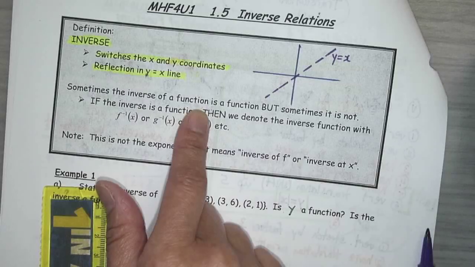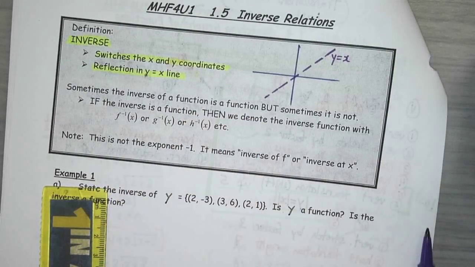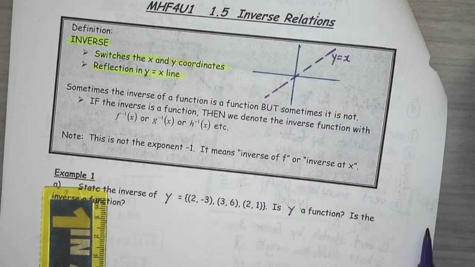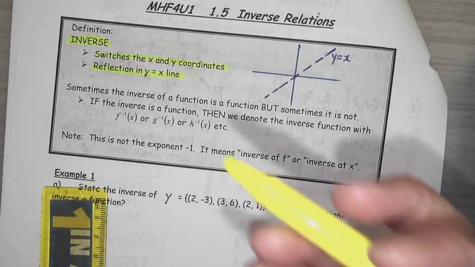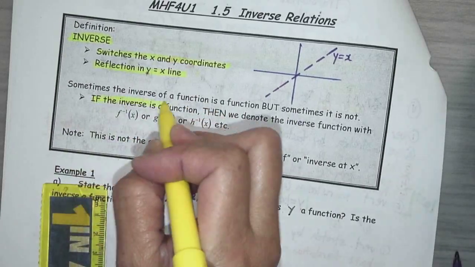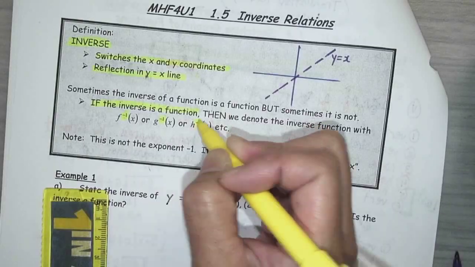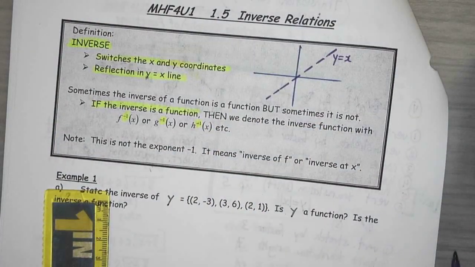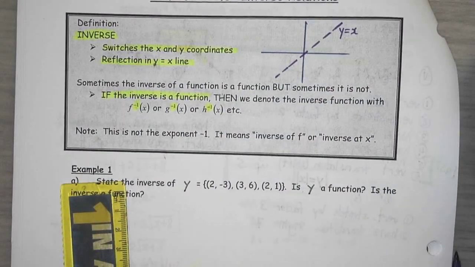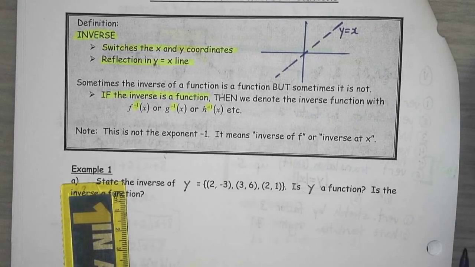Sometimes the inverse of a function is a function, and sometimes when you take the inverse of it, it's no longer a function. If the inverse is a function, then we're going to use this little notation here with the little -1. That's only if I start you with the f of x or h of x or g of x notation. Then we do it like a matching pair, and I'll show you that in the first couple examples.